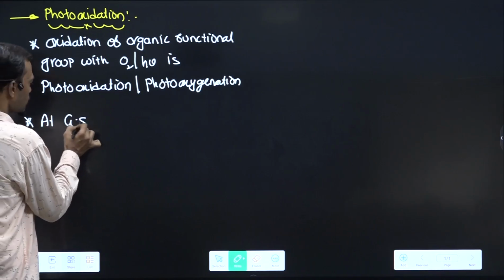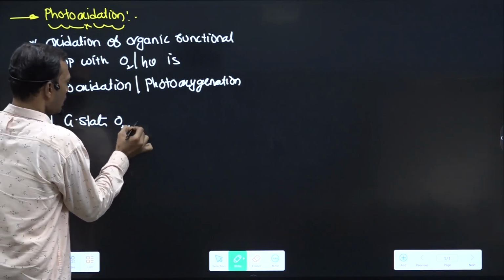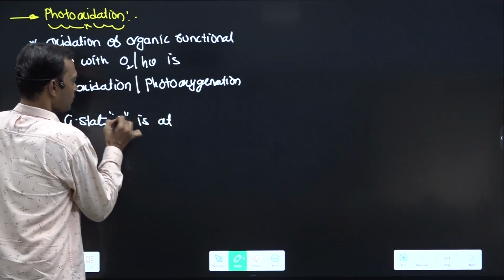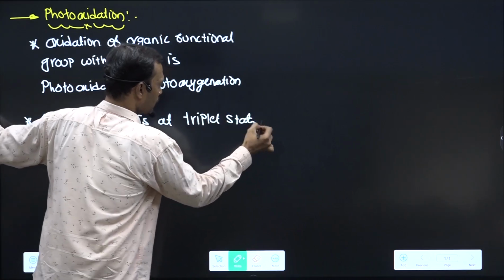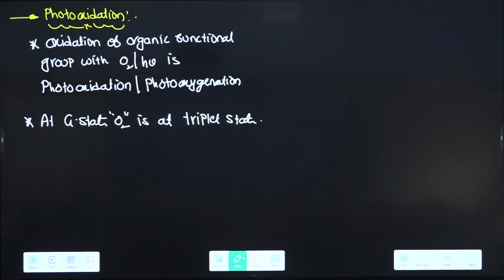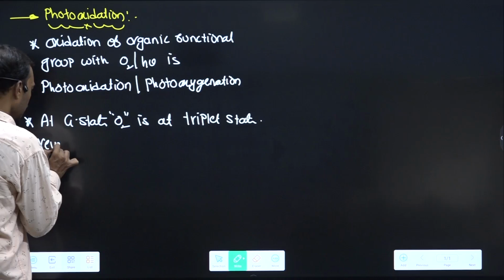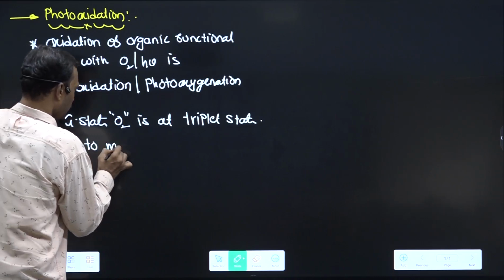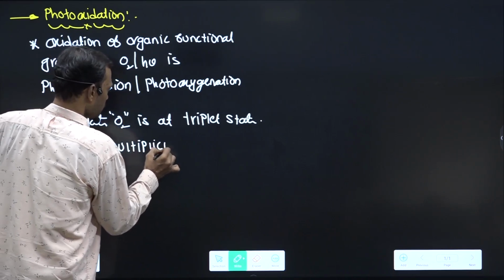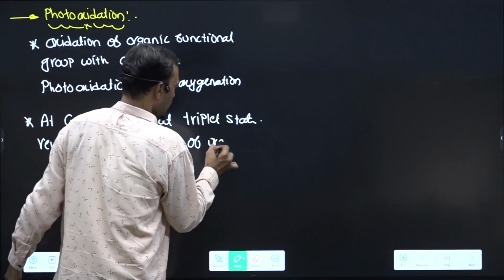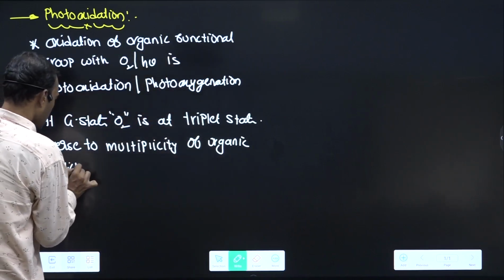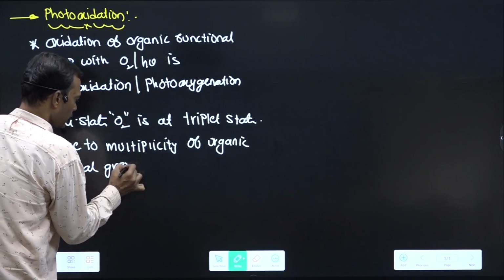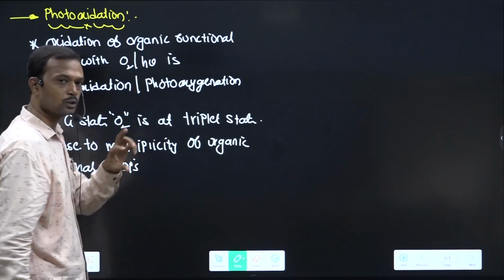Suppose you take the ground state, oxygen is at triplet state. It is not at singlet state. Initially oxygen is at triplet state. At ground state, oxygen molecule is at triplet state. It is reverse to the multiplicity of organic functional groups. So if you compare organic functional groups as well as normal oxygen, the multiplicities are both reverse.